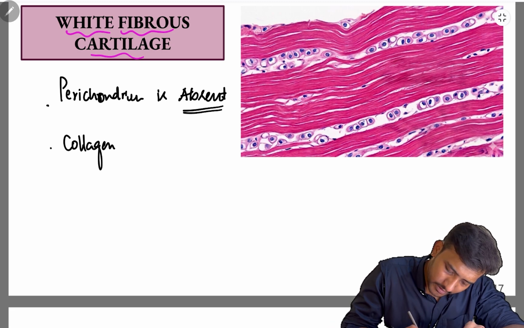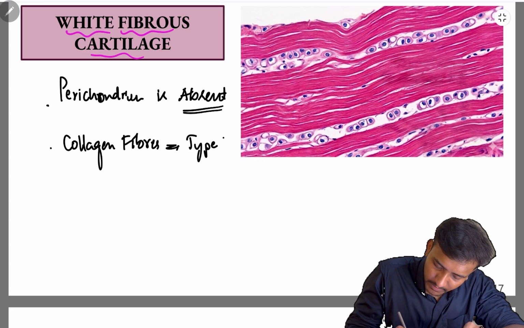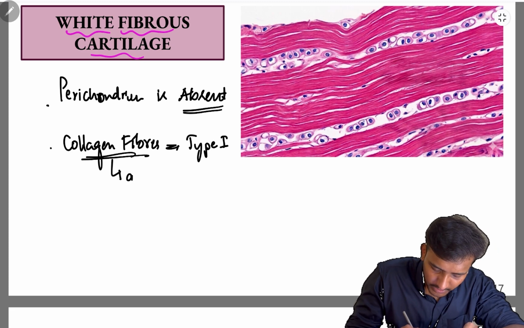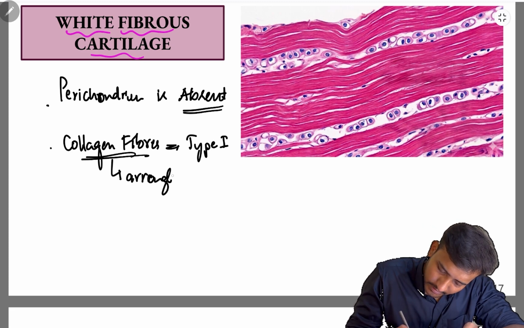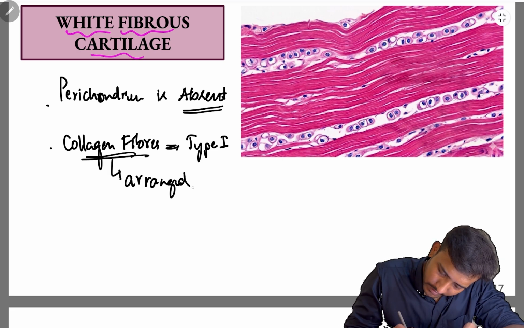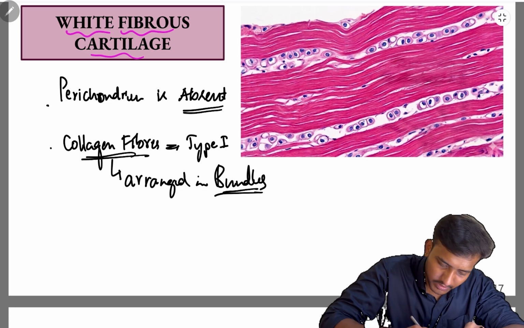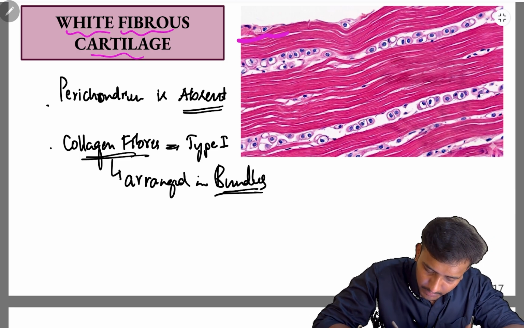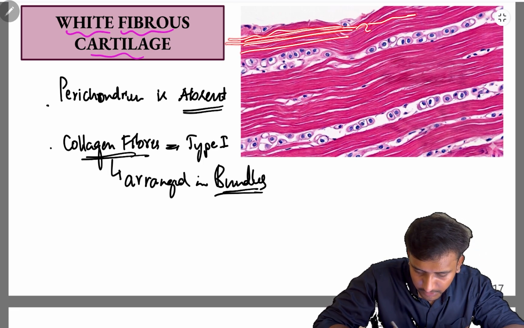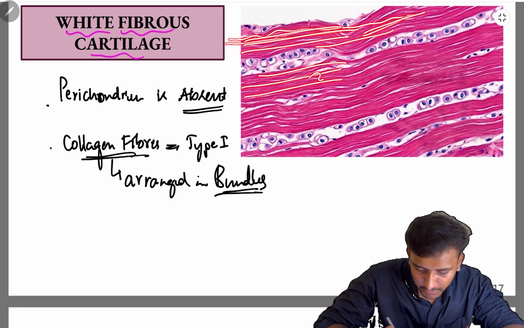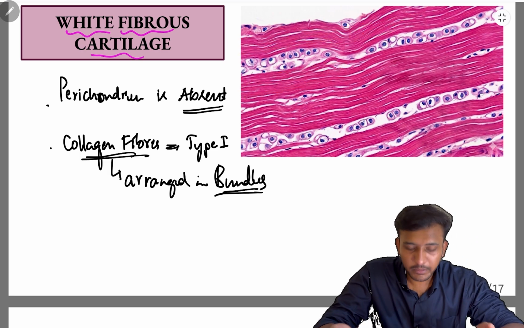I told you that the matrix is filled with collagen fibers. These collagen fibers are your type 1 collagen fibers. These collagen fibers are actually arranged in bundles, right? Can you see these collagen fibers? They are running in bundles. All these collagen fibers, guys, are going in a bundle manner.